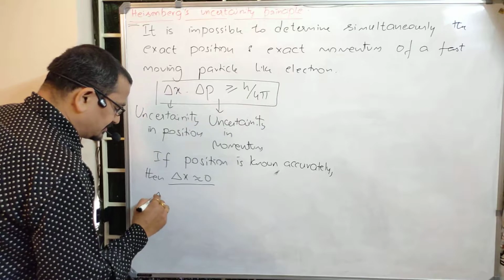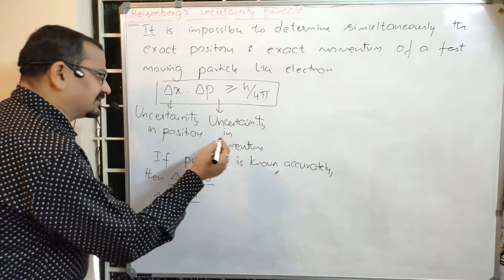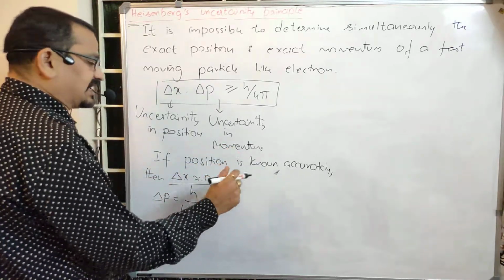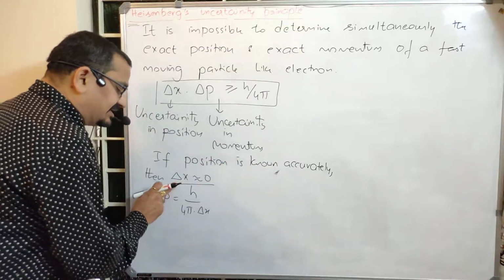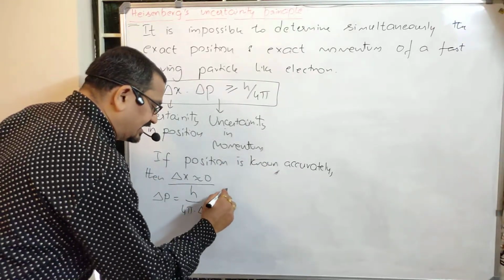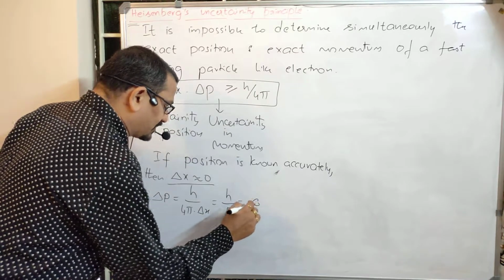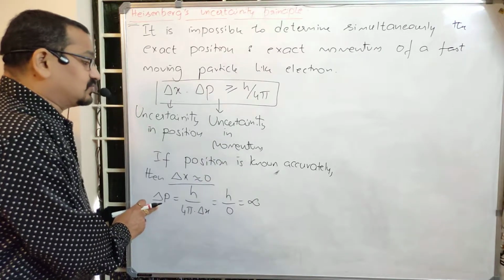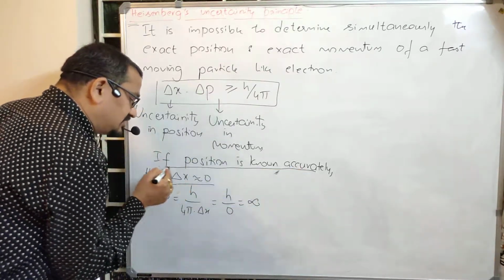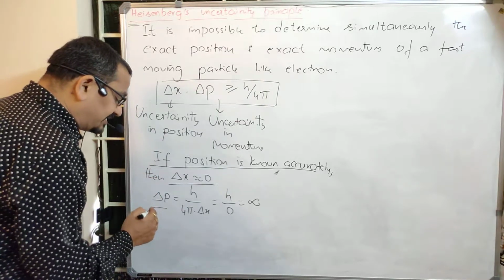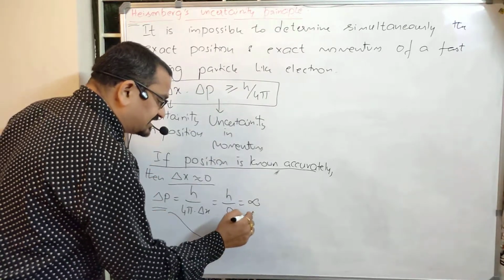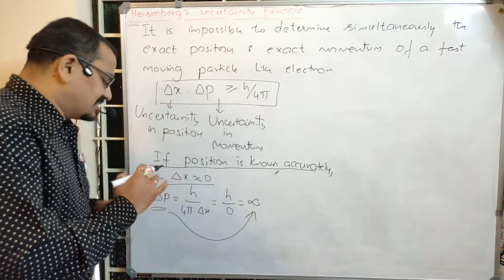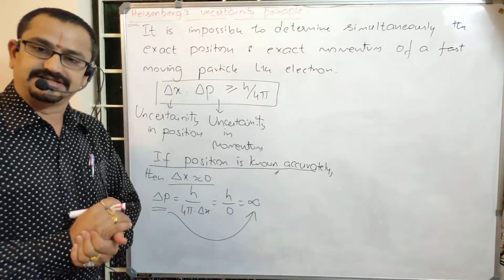Then in this expression, delta p is greater than or equals to h by 4 pi into delta x. As position is known accurately, its uncertainty will be 0. h by 0 is nothing but infinity. So this infinity stands for which value? It is for uncertainty in momentum. So if position is certainly known, then uncertainty in momentum is such a big value which is equals to infinity. So its momentum will be highly uncertain.